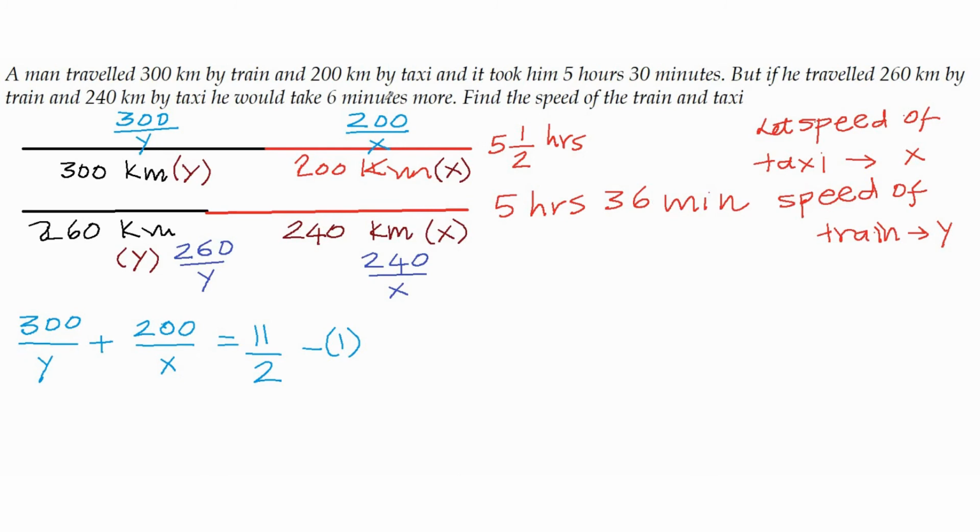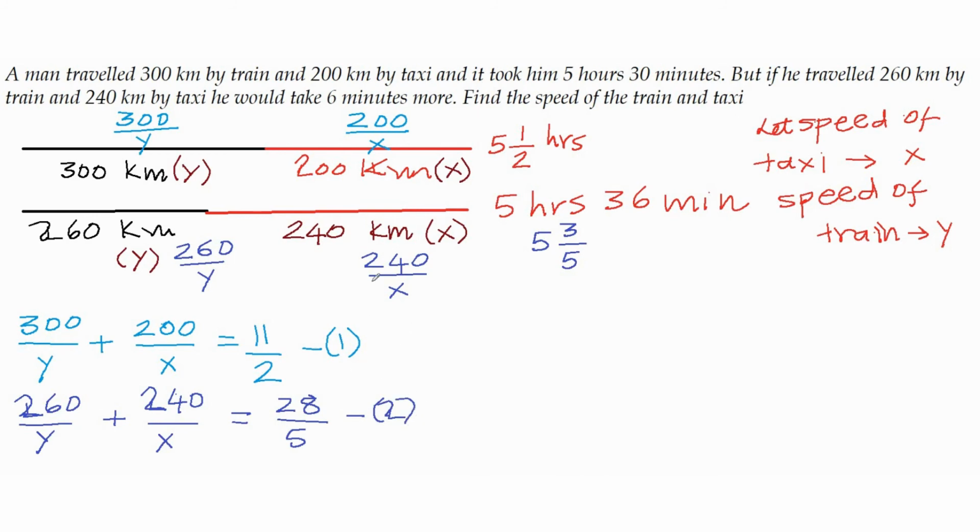So what I can now do is, I can convert this into hours and minutes, right? 36 minutes is going to be 3/5 of an hour. So this is 5 and 3/5 hours. That is 25 plus 3, that's 28 upon 5. So the second equation that I will get is 260 divided by y plus 240 divided by x, equal to 28 divided by 5, and this is now my second equation.